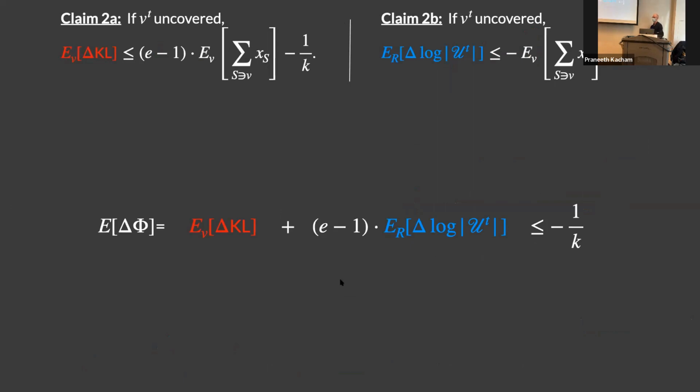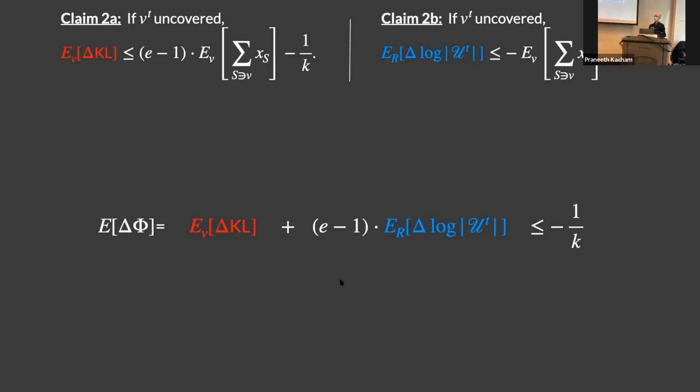So basically claim 2 I've split into two parts: the bound on the decrease in the scale divergence, and the bound on the decrease in the blue part, the log UT. Not super important. I have the proof on the next slide just to flash it at you and show you that it's short and manageable, but I don't think we'll step through it.